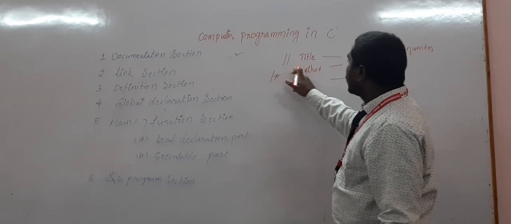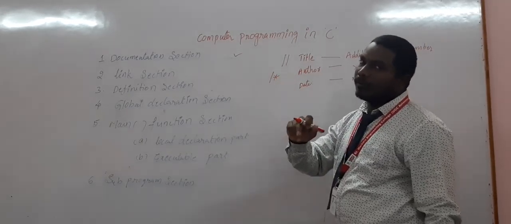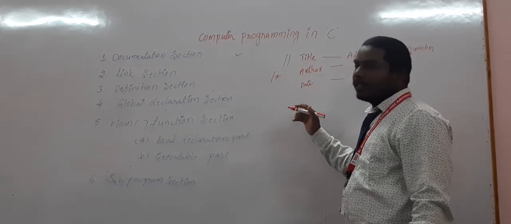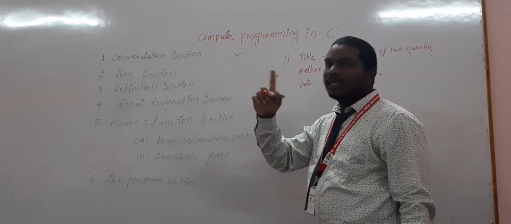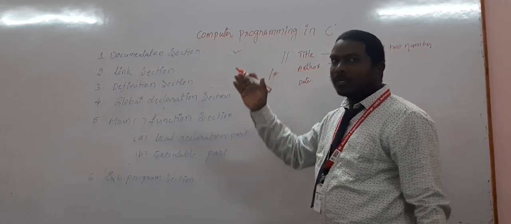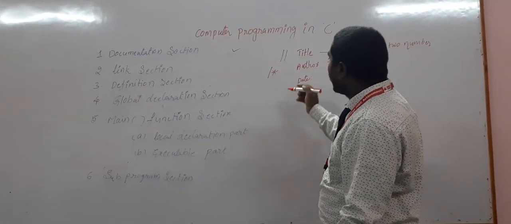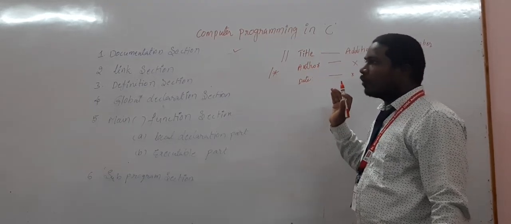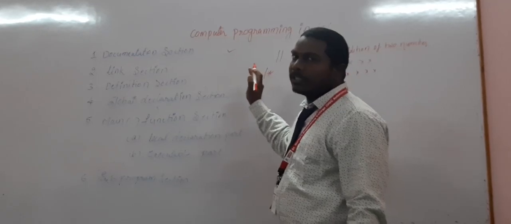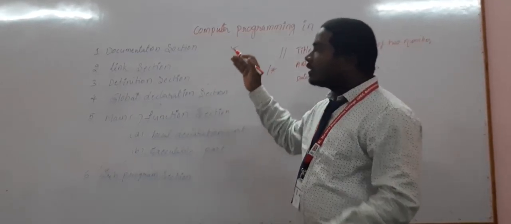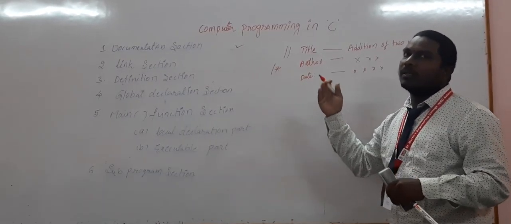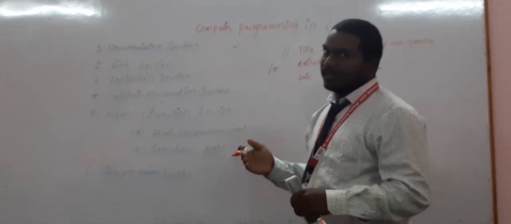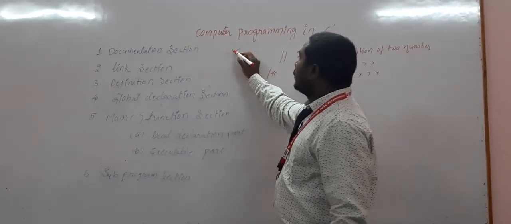These comment lines are ignored by the compiler. The compiler will not execute comment lines. The documentation section is not considered by the compiler; execution starts from the main function itself. This is called the documentation section. It is an optional section, but if you include it, it is easier to understand the program. What is the title of the program? What is the author? You can understand very easily. So this is about the documentation section.